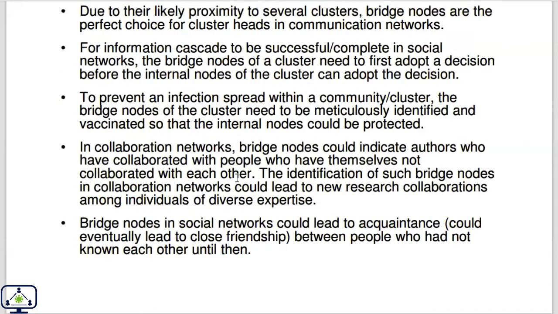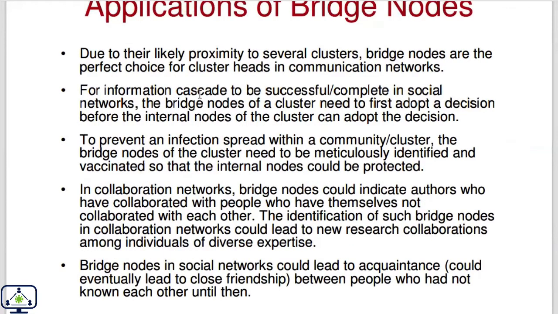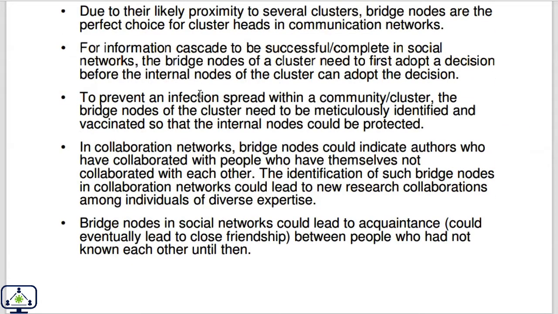An opposite of epidemic spread is information spread, which would be some information cascade. So again, if you choose the bridge nodes as the initial adopters for the decision, then they can propagate that information further down into the clusters they are part of. For communication networks, you can again choose the bridge nodes as cluster heads and go about clustering-based communication protocols. And also in social networks, the bridge nodes could provide acquaintance to people who don't know each other.